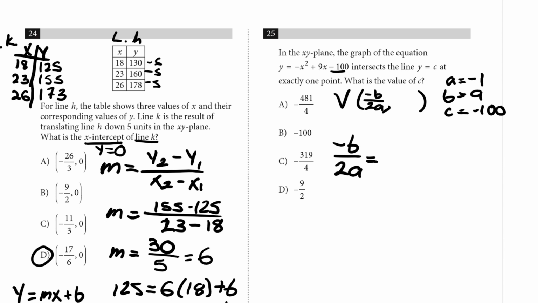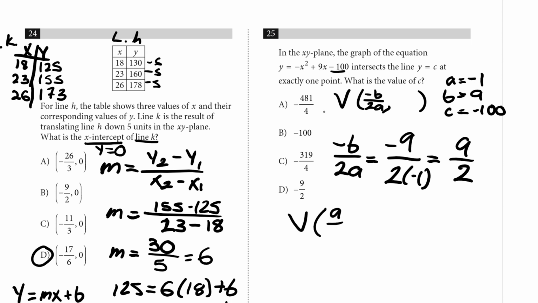Negative b over 2a, which is going to equal negative 9 over 2 times negative 1, which gives us 9 over 2. So the x value of the vertex is 9 over 2. The question is, what is the y value of our vertex?